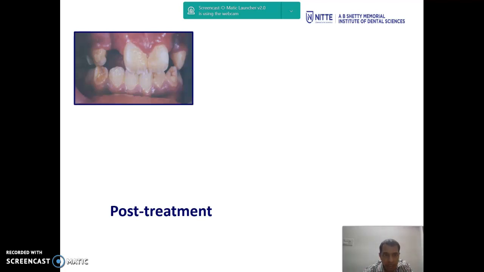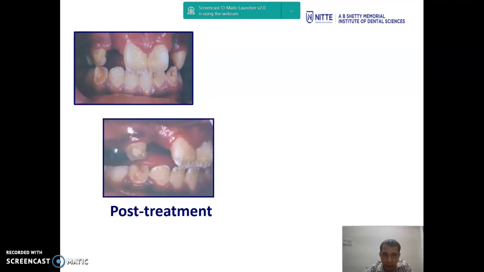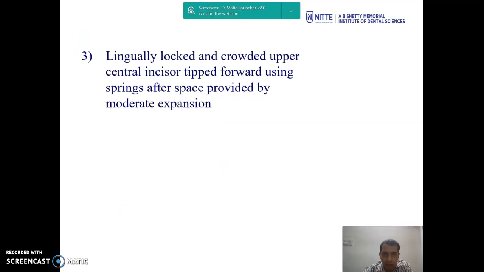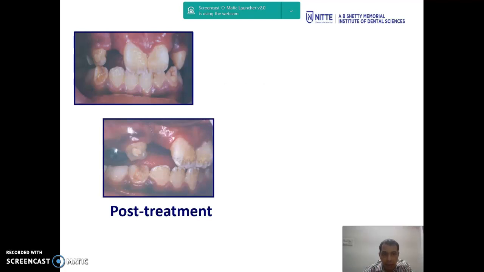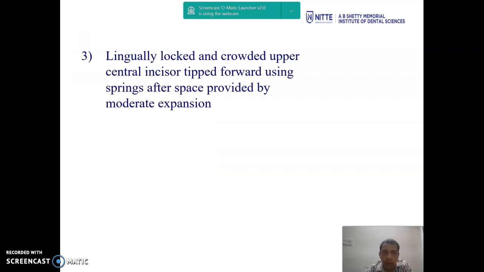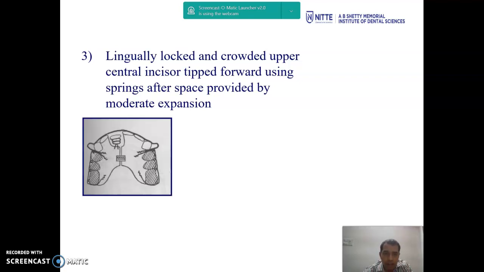Now this is in a mixed dentition phase. You notice that there are the milk teeth, or the deciduous teeth, as well. It's a mixed dentition phase. Complete correction of the crossbite. So corrections like this help the patient even psychologically, especially when there is a crossbite in the anterior region. Lingually locked and crowded upper central incisors are tipped forward using springs after space is provided by moderate expansion.